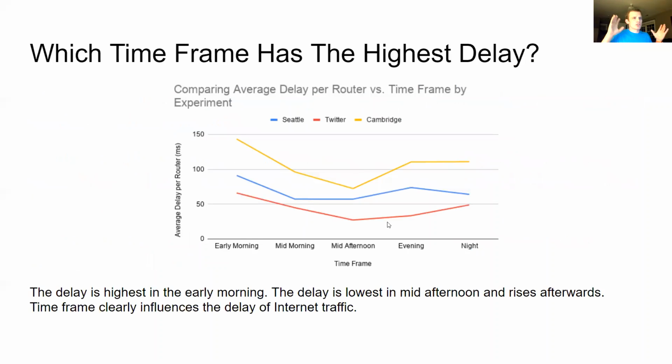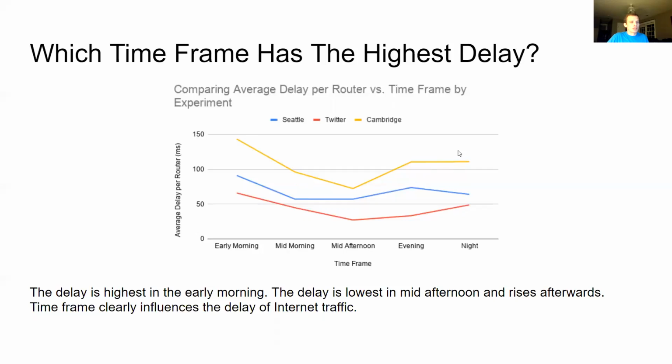All right, so then the big question, the million-dollar question: which time frame has the highest delay? So we're comparing the average delay per router versus time frame by the experiment. So we see, basically the third graph that I did, average delay per router versus time frame, I took all three and put them on here. So we see that blue is Seattle, red is Twitter, yellow is Cambridge.